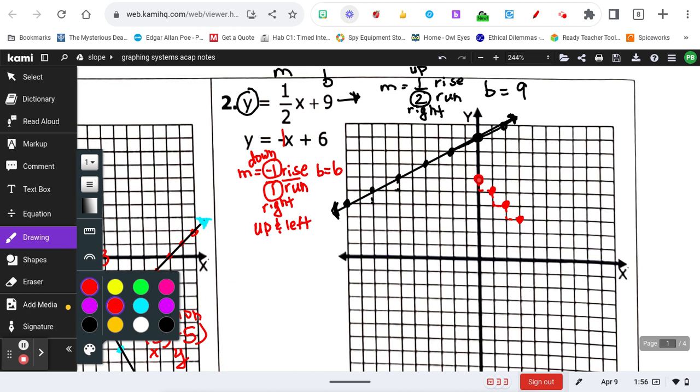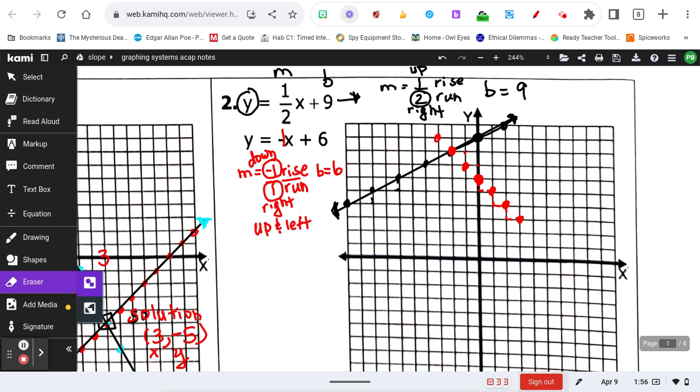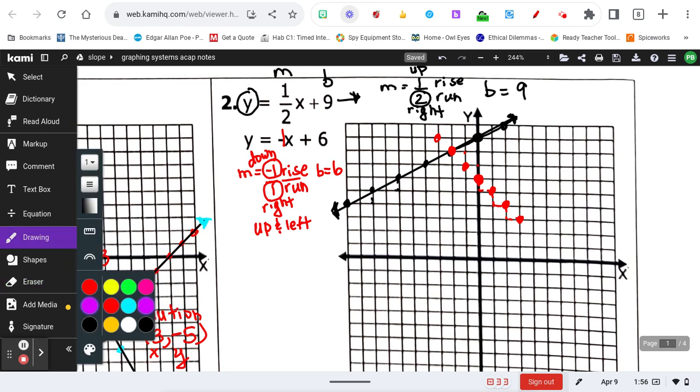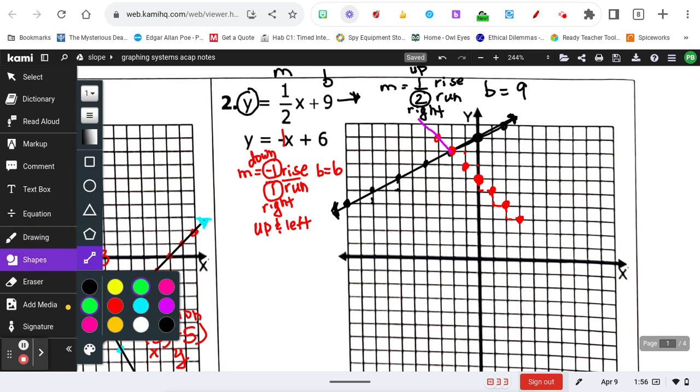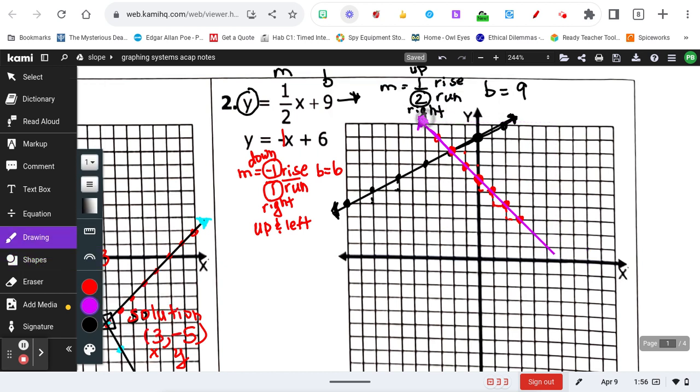So go back to your point of intersection here, your y-intercept, which is here. You're going to go up 1, left 1, up 1, left 1. And I can tell where they intersect already. I'm just going to connect the dots. And I'm clearly able to tell that they intersect right here. So I've got to figure out what x is.